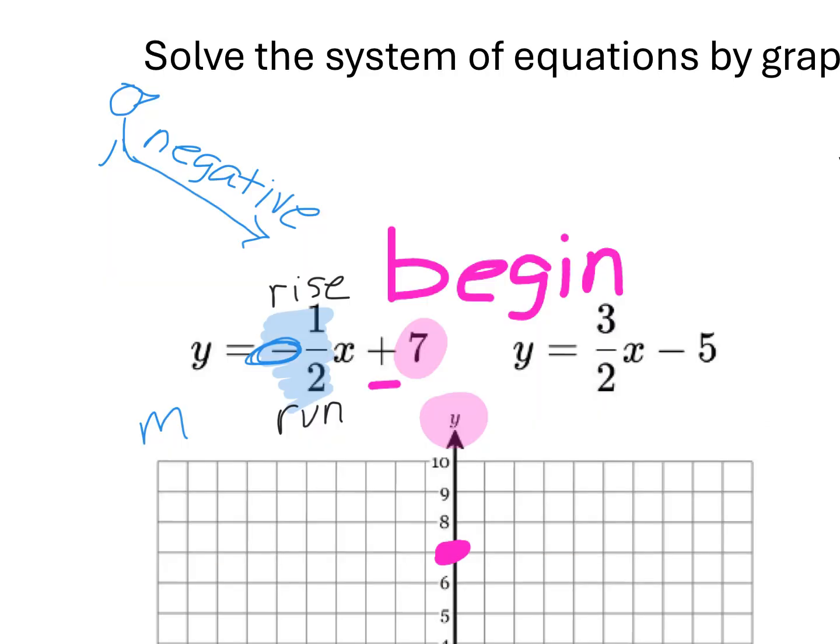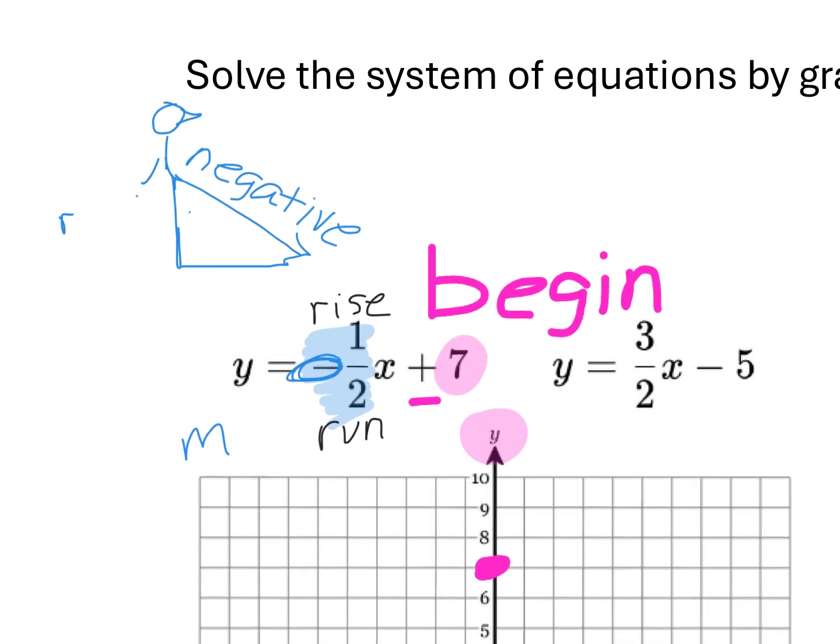So my rise, in this case, I'm going to draw what's called a slope triangle, and I'm going to label it with my rise, which is 1. Ooh, I didn't draw that very neatly. Sometimes my handwriting is so bad. It's a really good thing you guys don't have to read my words too much. And my run is 2.